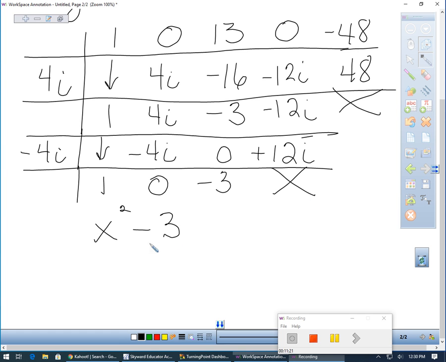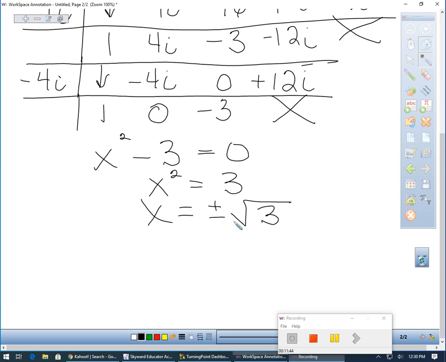All right, and what's going to be the easiest way to find our last two solutions? Yes, let's set this equal to 0. I'm going to add 3 to the other side, so I have x squared equals 3, which means x is also going to equal plus and minus the square root of 3. So, 2 of our zeros are at plus and minus the square root of 3, and our other 2 were at plus and minus 4i. So it wasn't so bad, right?